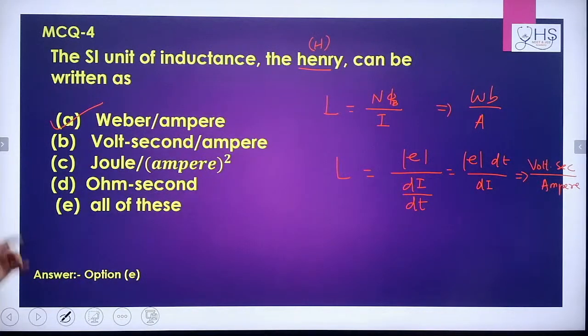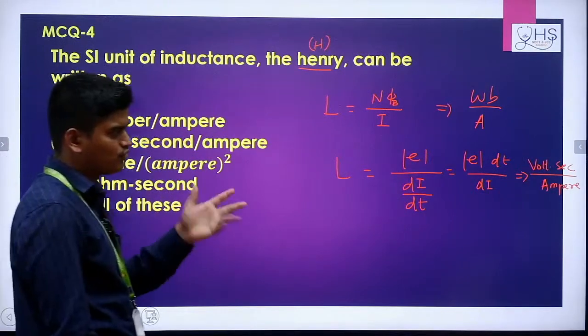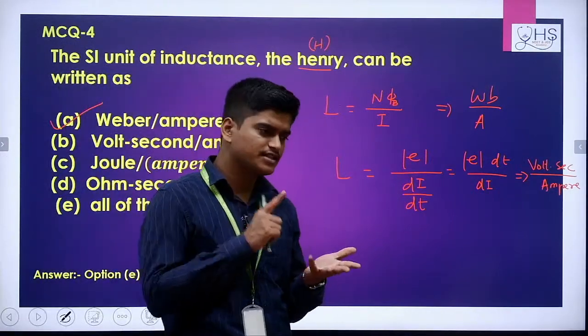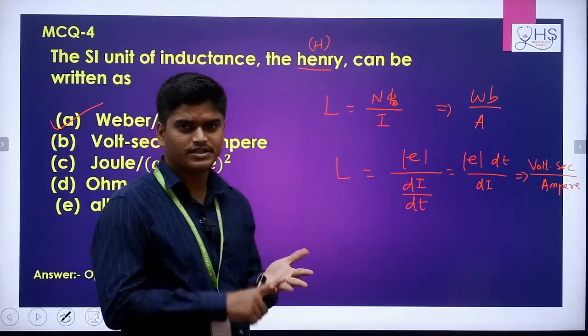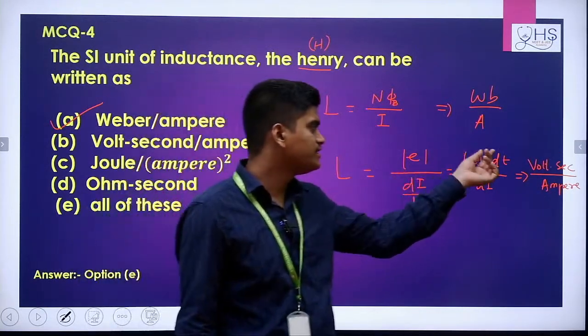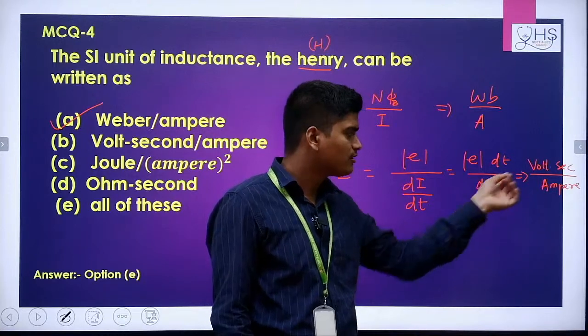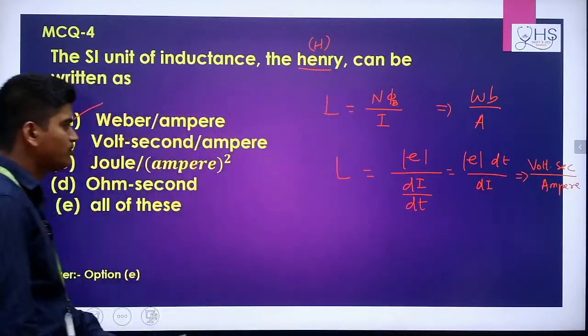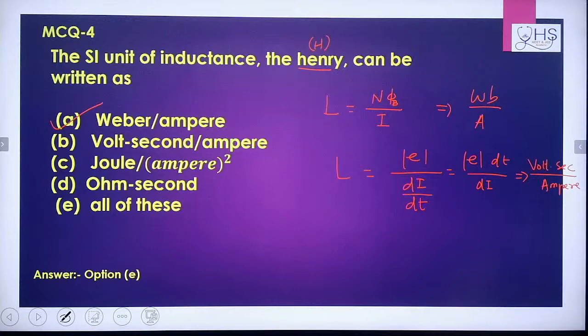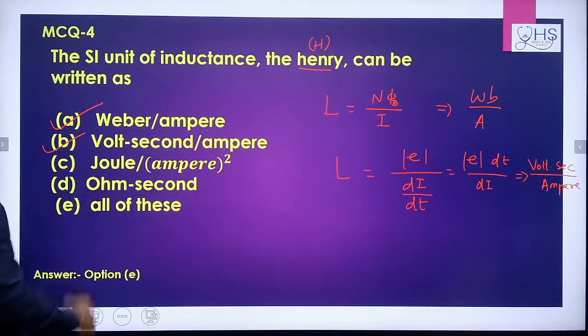Now see here, dt and t have the same unit. Change in time and time will both have the same unit. In physics, a change in a physical quantity and the physical quantity itself always have the same unit. So dt is a second, t also second. I current is ampere, di also ampere. The unit will be the same. So volt into second is also correct.